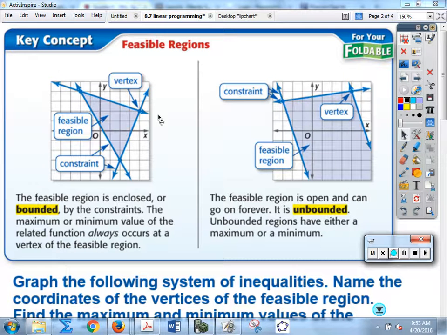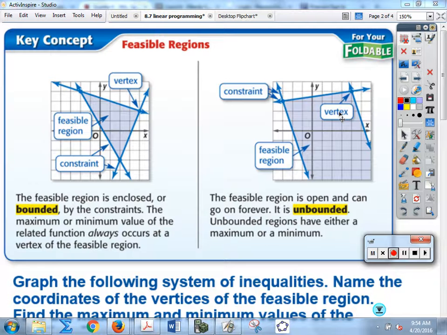And they may occur other places, but they will for sure occur, the minimum and maximums will be at these vertices. So maybe it happens to be all the way along this line as a maximum, but if this is a maximum and this is a maximum, they will occur at the vertices for sure.